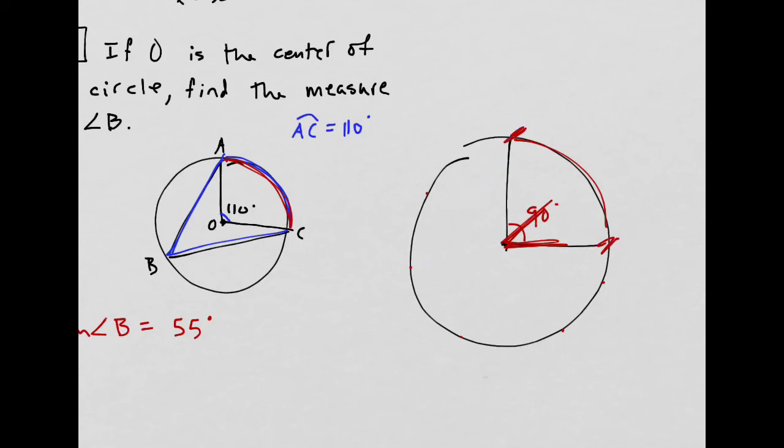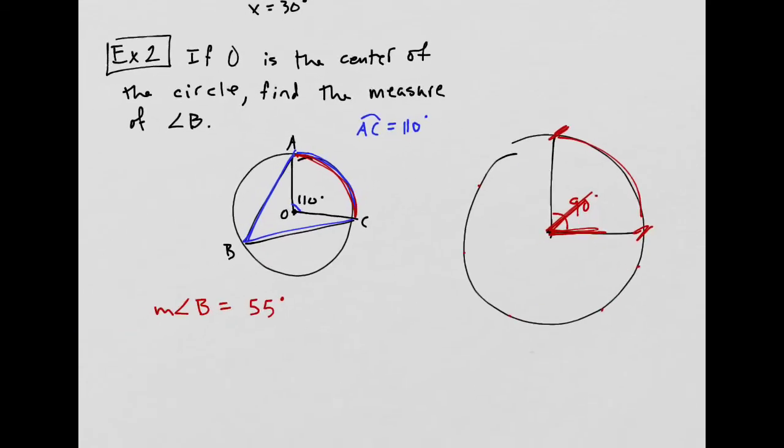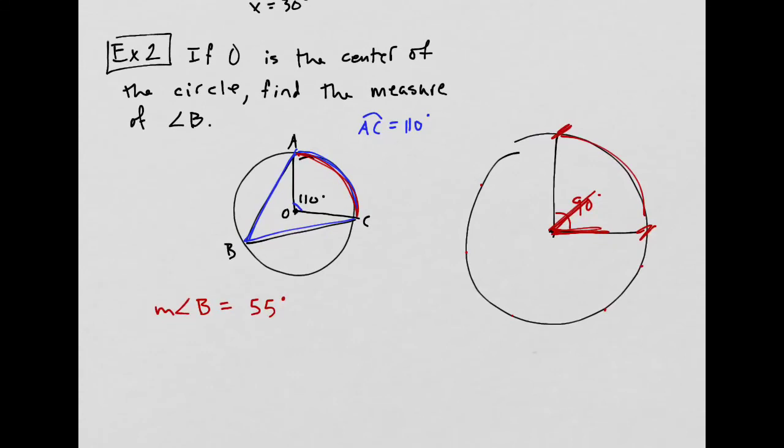Look at this. It's amazing. Even there, it looks like this angle. Hopefully, you can see that. It's the same size, no matter where you draw it. So the theorem says that the inscribed angle is half of the arc that it intercepts.